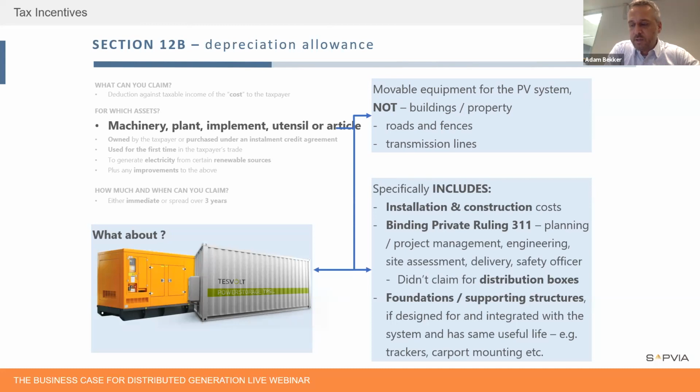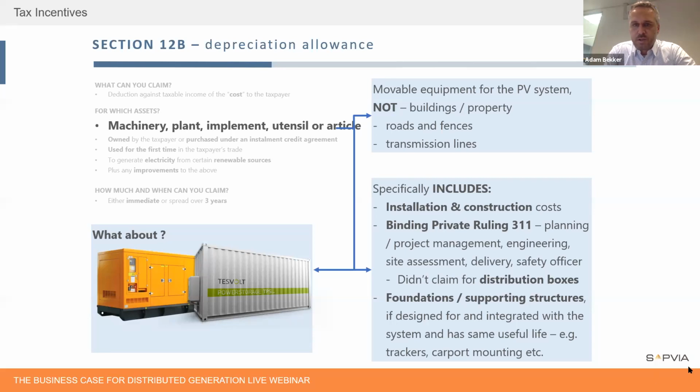What was interesting in the ruling is that for some reason, the person that applied for the ruling specifically didn't claim a deduction for distribution boxes or distribution boards. That probably is on the basis that the distribution boards that they had to install weren't strictly necessary for the PV, that they had to have distribution boards anyway. But certainly my view would be that if you have to install new distribution boards as part of a PV system, you should be able to include that.